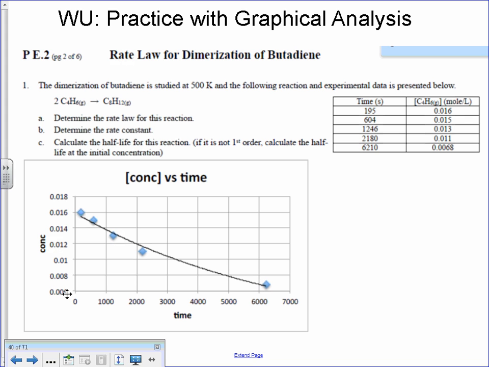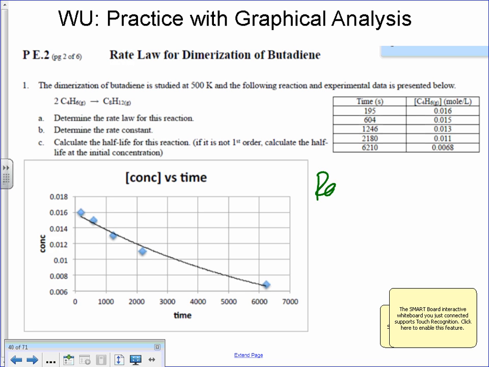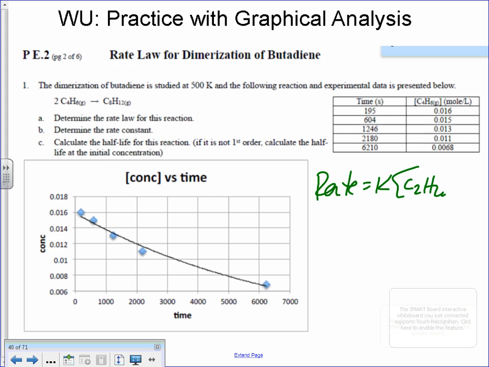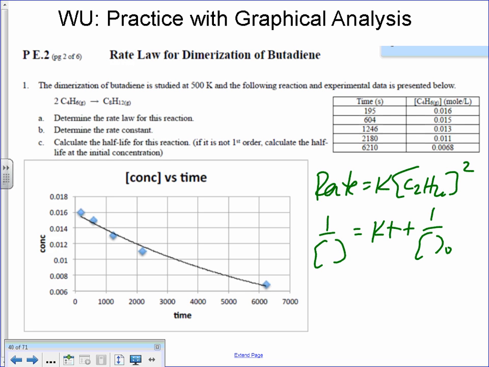What is the rate law? Rate equals K times concentration of C4H6, squared. Right, K times C4H6 squared. And I want everybody to make sure we know this is the differential rate law, and you guys just told me 1 over concentration is equal to positive Kt plus 1 over the initial concentration. And these are the reactant there.